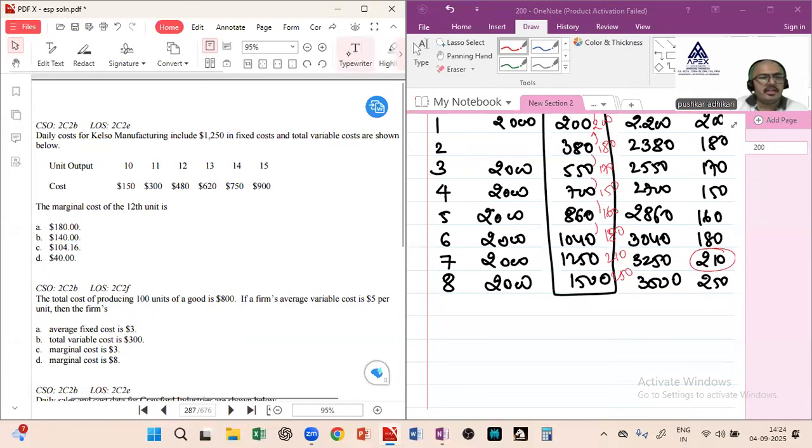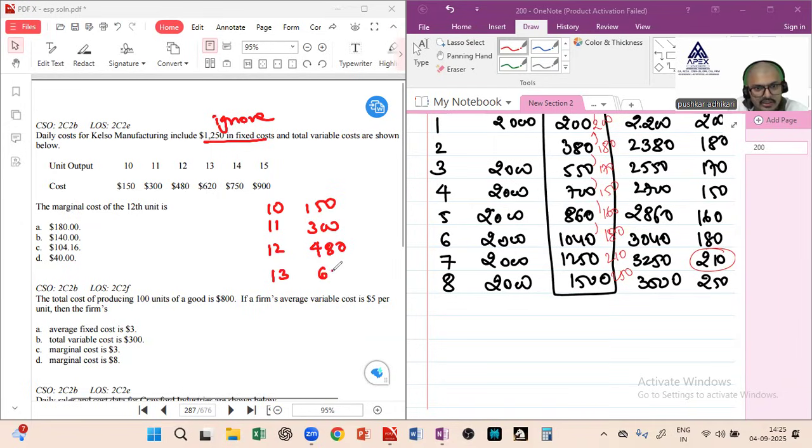Very good. See here. Daily cost include fixed cost. So, ignore. What do you do to the fixed cost? You ignore it. Total variable costs are given to you below. For the 10th unit, it is 150. For the 11th unit, it is 300. For the 12th unit, it is 480. For the 13th unit, it is 620. For the 14th unit, it is 750. And for the 15th unit, it is 900.